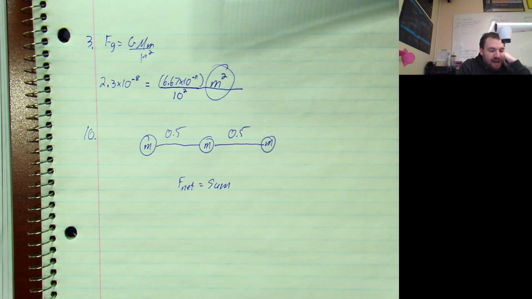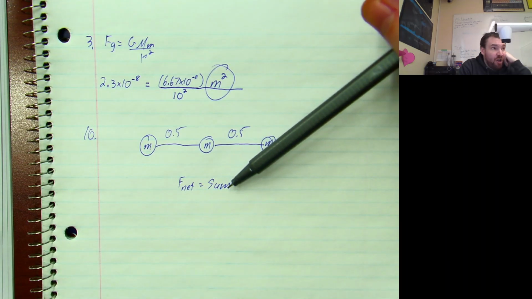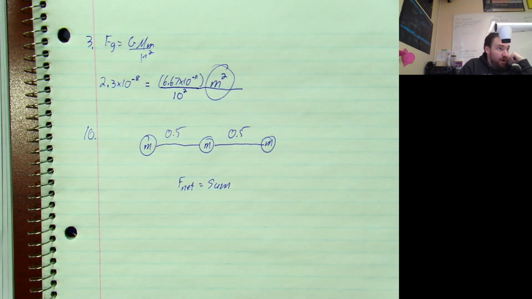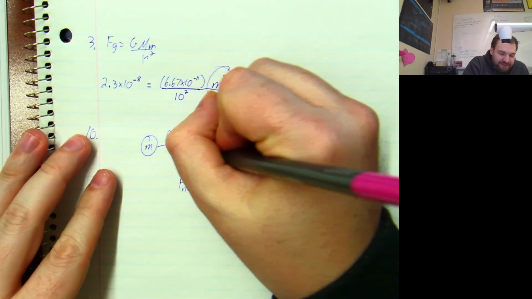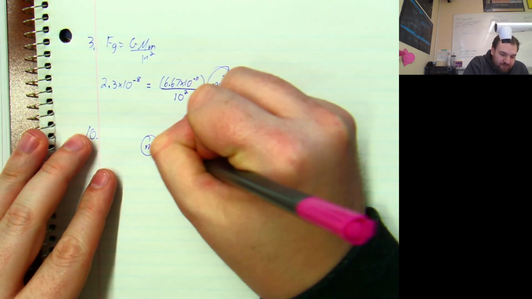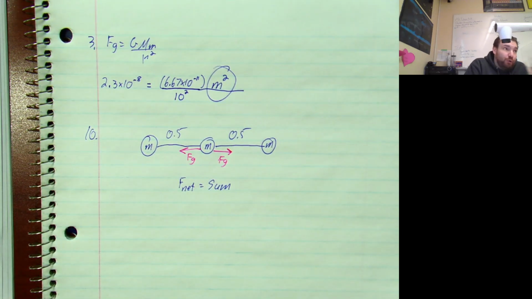Let's take a look at it. Net force being a key word there. Net force is the sum of all of the forces acting on our object, yeah? And we want to know what the sum of the forces on this middle guy is. So we know that there's going to be a gravitational force this way, and we know there's going to be a gravitational force this way. Are you cool with that?